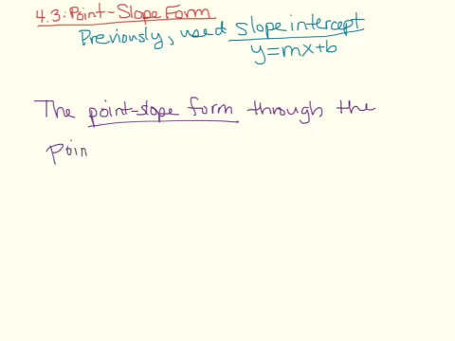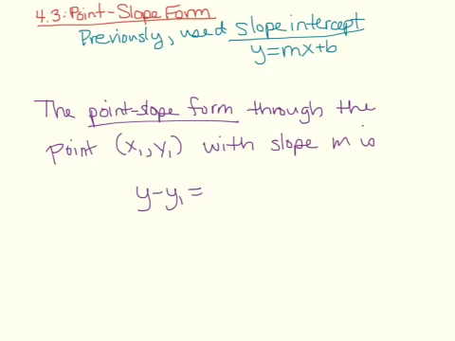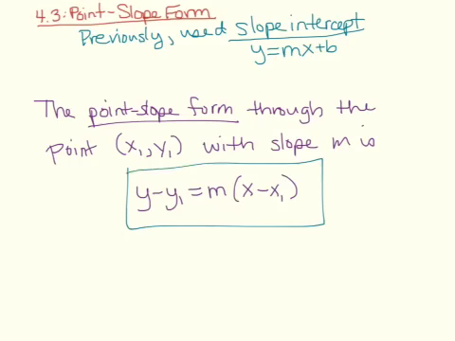So here's going to be our general definition. The point-slope form through the point x1, y1 with a slope of m is y minus y1 equals m times x minus x1. Make sure that you have this formula memorized.